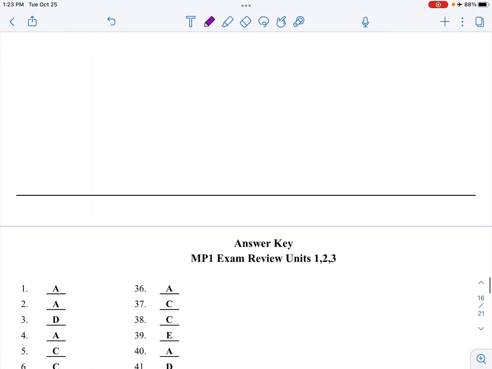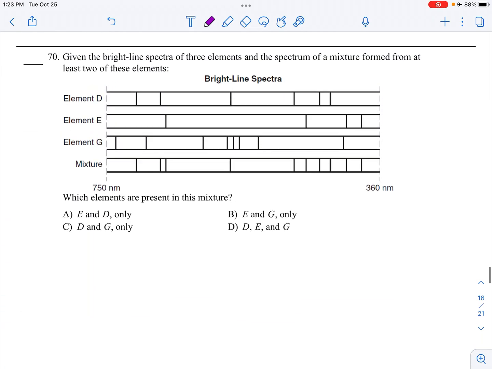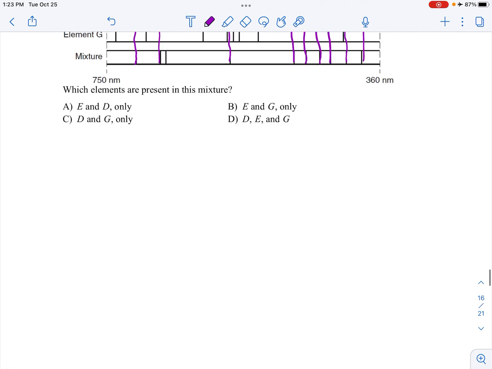Finally, bright line. Okay, so I've got to do this right. If you see the mixture down here, we're going to travel up. Oh, geez. It looks like D, maybe. I wish I had a ruler. Okay, so D and E. A. Please be right. 70 is A. Okay, good.